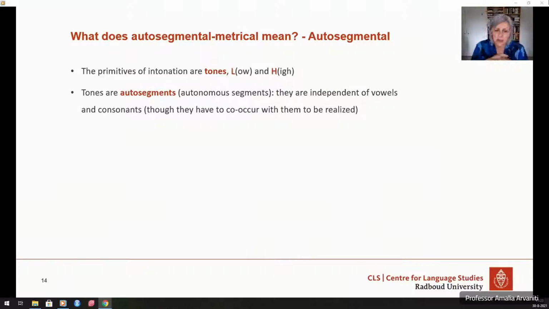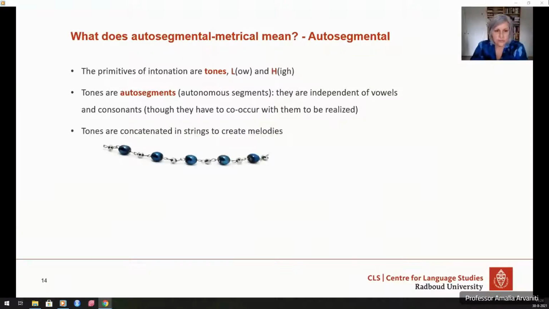What this name implies is that the tones are independent of vowels and consonants, though they have to co-occur with them to be realized. But they're not part of the specification of the syllable, for example, as they are in tonal languages. They are an entirely autonomous part of the representation of an utterance. Now, tones are concatenated in strings like the one shown here to create melodies. You put one next to the other to create the entire tune.